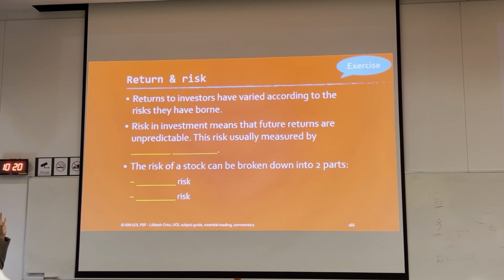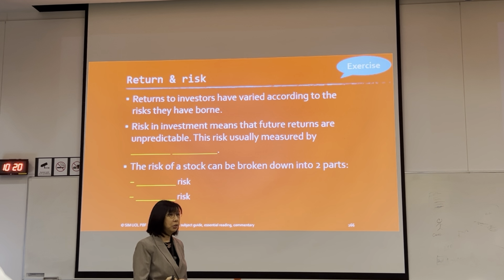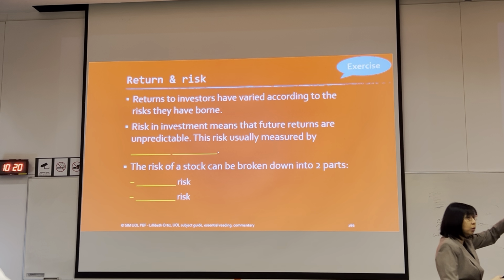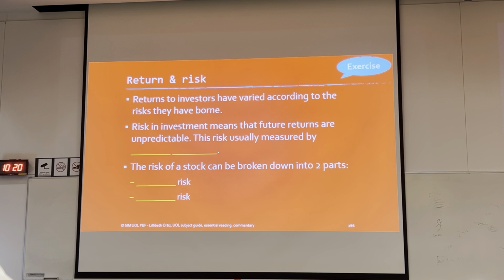Now, because of risk, you're not so sure about future returns. It's uncertain, right? Sometimes it's high, sometimes it's low. That's the nature. That's why it's risky, right? How do you measure this risk typically? Standard deviation, okay? Which shows you the variation of the price in the future. It goes up and down, you don't know, right? So you measure it by standard deviation. But the risk of a stock can be split into two types of risks. What are those two types of risks?